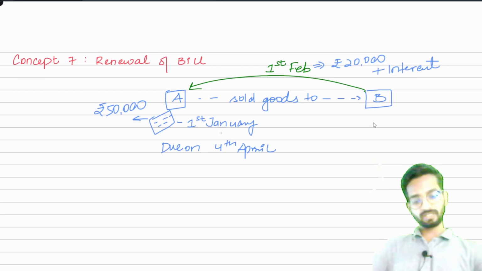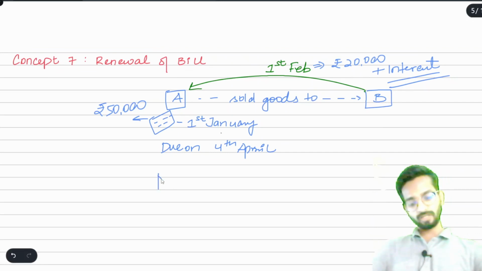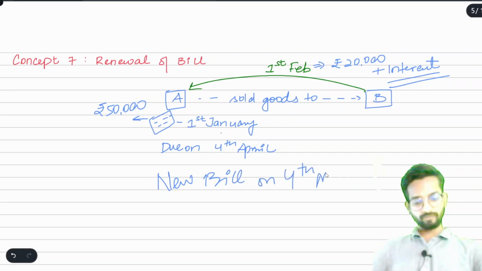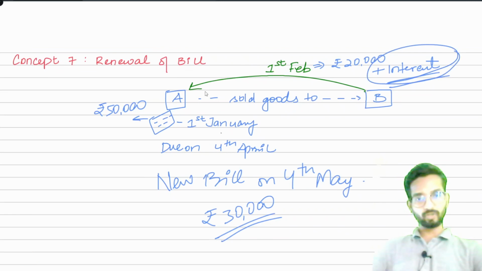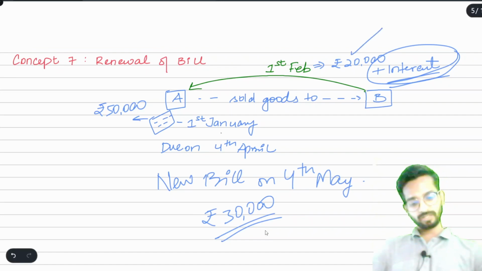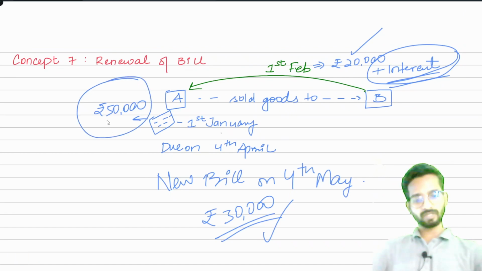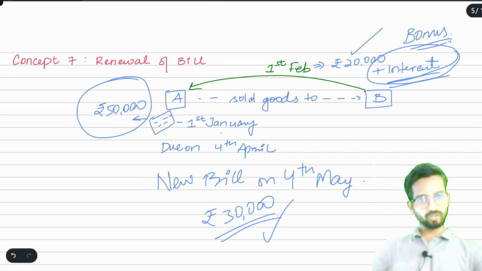Why? Because B is saying, I will pay you 20,000 plus interest on 1st Feb and then you draw me a new bill on due date of 4th May of money how much? Rupees 30,000. Then you can say, sir, whatever interest B is paying on 1st Feb to A, that is totally profit for A because A is getting 20,000 here, 30,000 here. He was supposed to get 50,000. He is getting 50,000 and whatever interest he is getting, this is nothing but his bonus. So A is also happy.